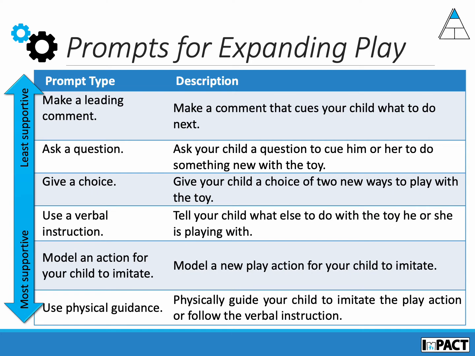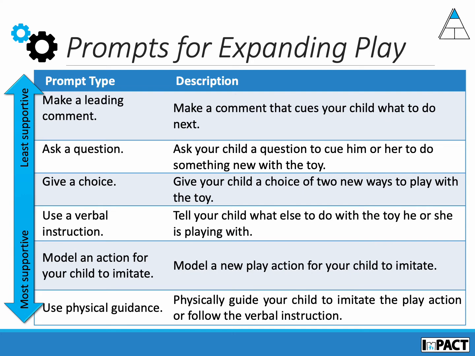If your child has difficulty responding to a leading comment, you can use a slightly more supportive prompt by asking your child a question to cue him or her to do something new with the toy. For example, say, "What should Elmo do now?" Or, "Where should the train go next?" Your child can respond by doing the play action or by telling you.